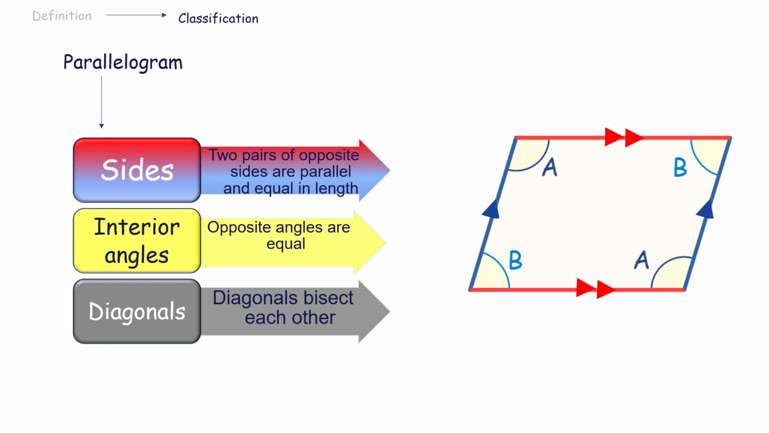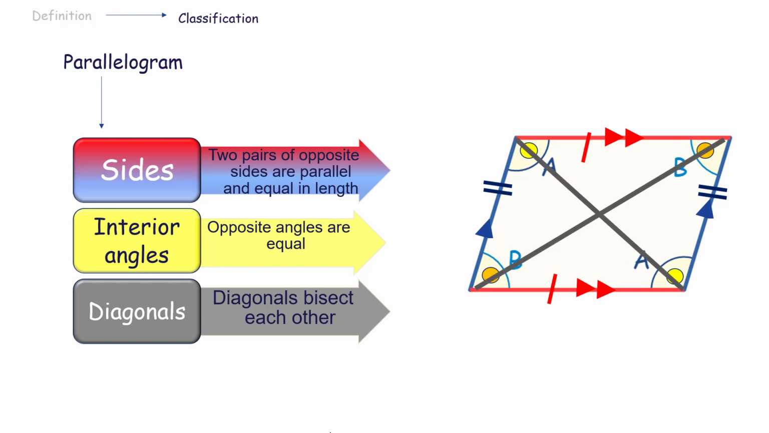We use arrows to show that this pair of sides is parallel, and we use 1 arrow to show that this pair is parallel. We use little lines to show that the sides are equal. And then angle A is equal to the other angle because they are opposite each other. The diagonals, this diagonal cuts the other diagonal in 2. They bisect each other.